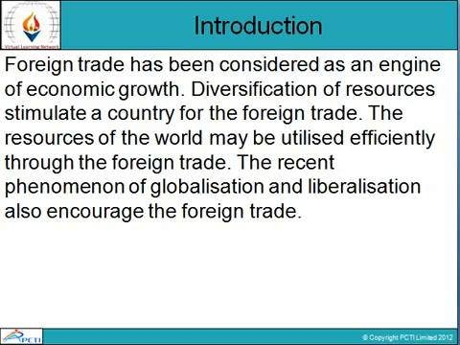Coming towards the first topic, that is Introduction. Foreign trade has been considered as an engine of economic growth. Diversification of resources stimulates a country for foreign trade. The resources of the world may be utilized efficiently through foreign trade. The recent phenomenon of globalization and liberalization also encourages foreign trade.